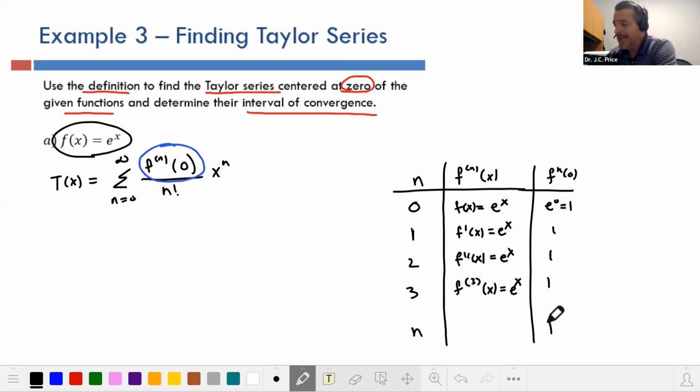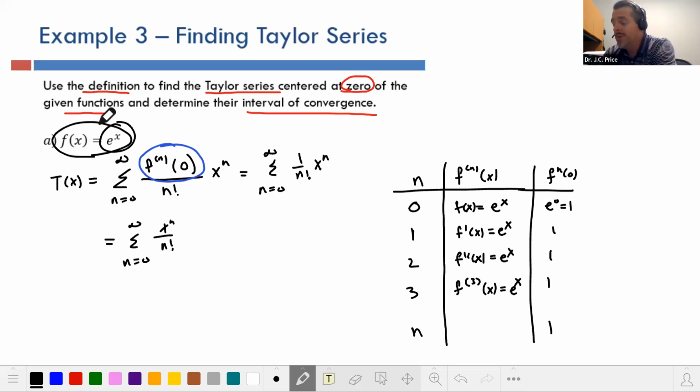And so the Taylor series centered at 0 for this function is going to be equal to what? It's just going to be equal to the sum n equals 0 to infinity of 1 over n factorial x to the n. Or better yet, we could just rewrite this as a sum n equals 0 to infinity of x to the n over n factorial. And so there's the Taylor series representation for that function e to the x.